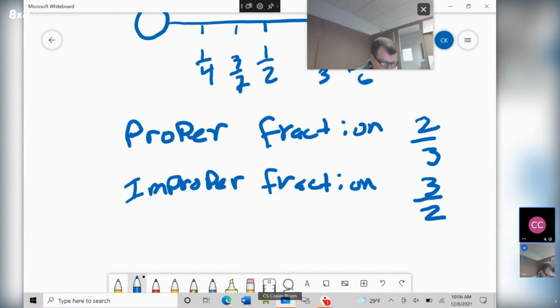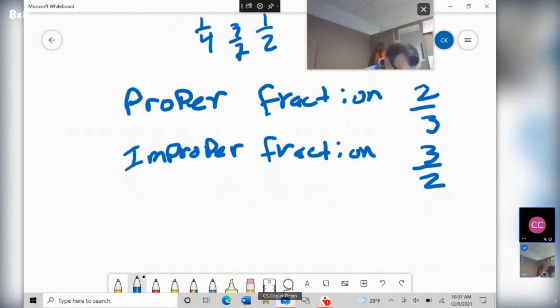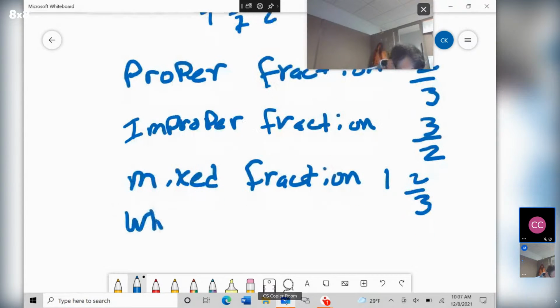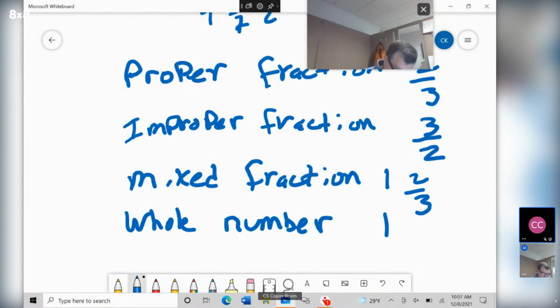Okay. Another type of fraction we'll see is mixed. And mixed means it's going to have a whole number. I'm just going to use 1, and then we'll use 2/3 again. That's mixed because we have a whole number and a fraction. So that'd be considered a mixed fraction. The last thing we're going to have is whole number. And this was pretty straightforward. I'm just going to use 1. So our whole number would be 1.